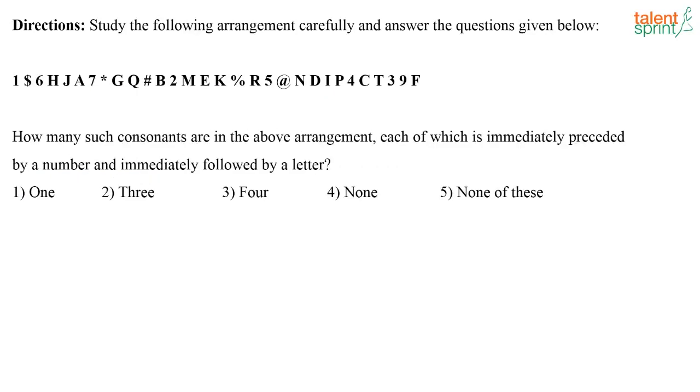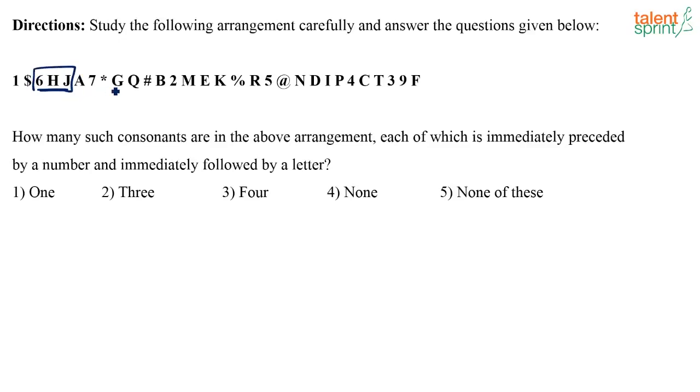Next one. How many such consonants are there in the above arrangement, each of which is immediately preceded by a number and immediately followed by a letter? Preceded means before, succeeded or followed means after. So let us look at the consonants that are there. Before the consonant there should be a number, and after the consonant there should be a letter. If you look at this consonant, 6HJ, before the consonant there is a number and after the consonant there is a letter.